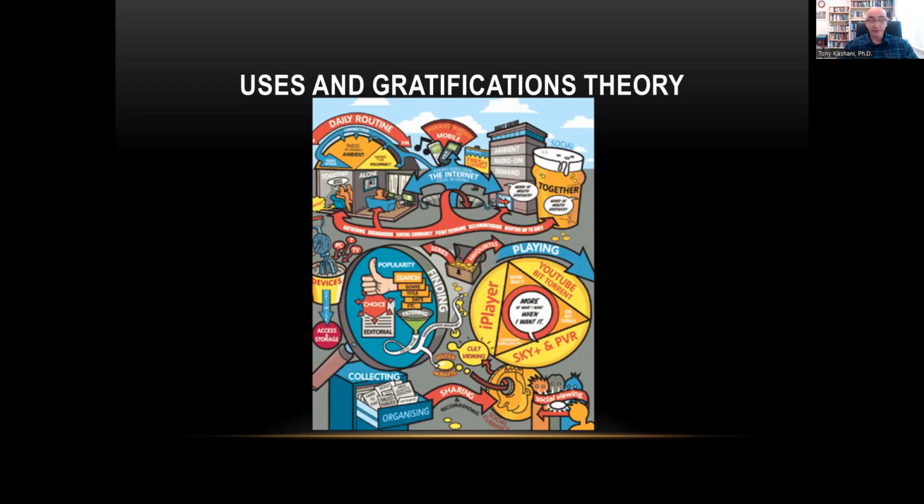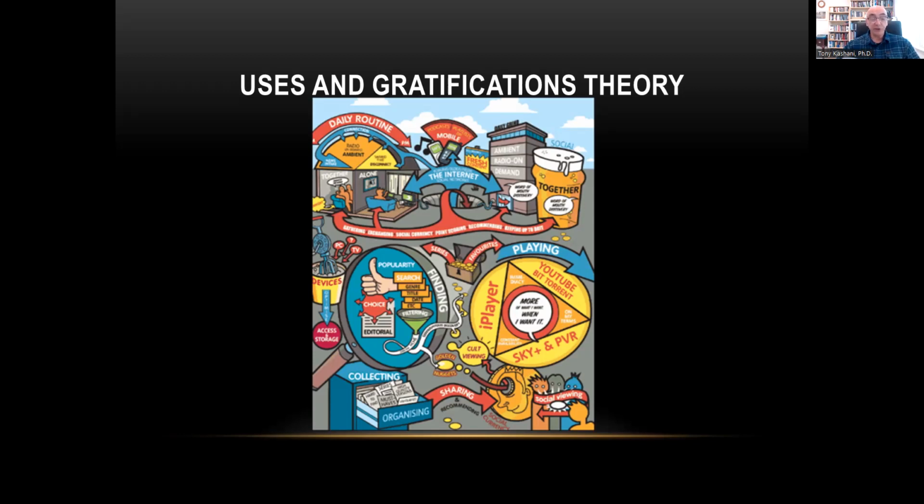Again, like any other theory, there are some critiques that we should consider. Number one is the limited focus on media effects. Critics argue that uses and gratifications theory may not sufficiently address the potential effect of media content on individuals, as it primarily focuses on users' motivations and gratifications.